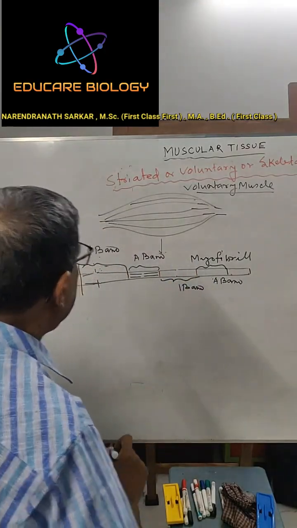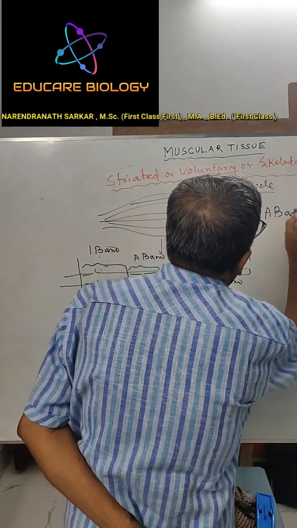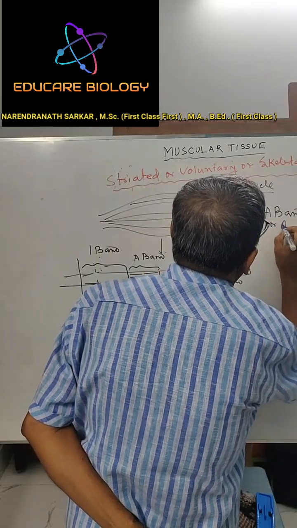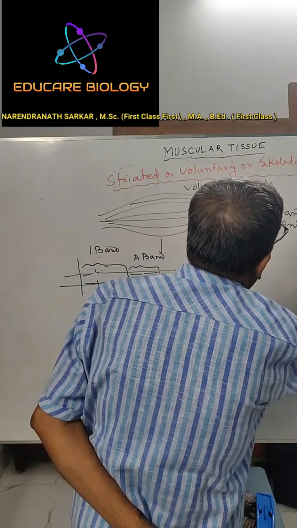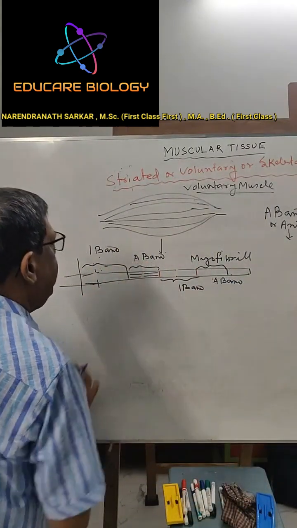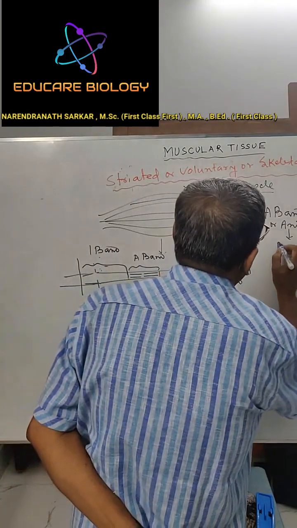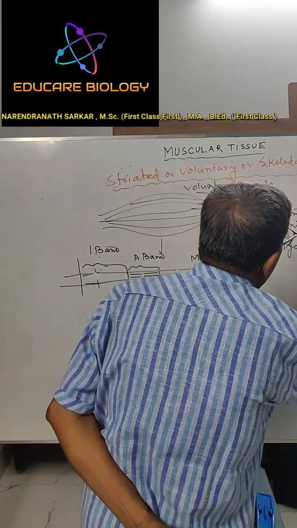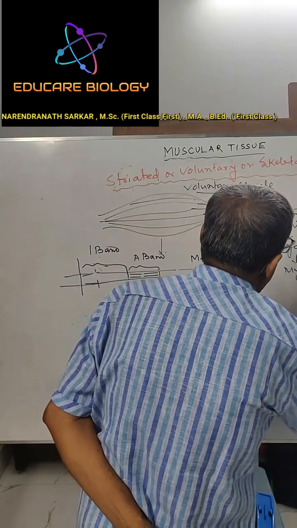Alternate band. The A band may be called the dark band, or anisotropic band. In the A band there is present myosin filament, which is composed of myosin protein.